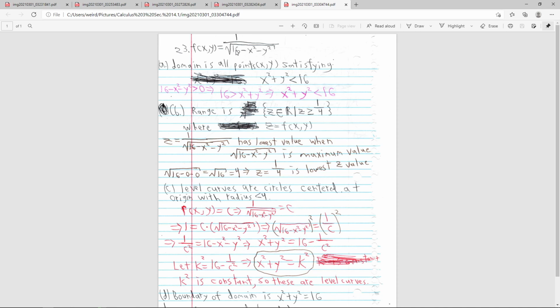f of x, y equals 1 divided by the square root of 16 minus x squared minus y squared. The domain is all points x, y satisfying x squared plus y squared less than 16. That's because you set this to be greater than 0. The square root has to be positive or 0, basically anything greater than or equal to 0. But because it's the denominator, it can't be equal to 0, so greater than or equal to 0 becomes greater than 0.